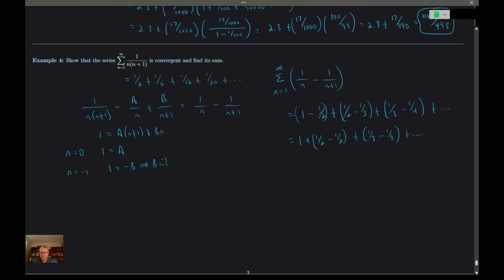These two cancel out. These two cancel out. 1/4. The next term will be a plus 1/4. And so these are zeros, zeros, zeros. So this is just equal to 1. And that's it. That's all you've got to do.